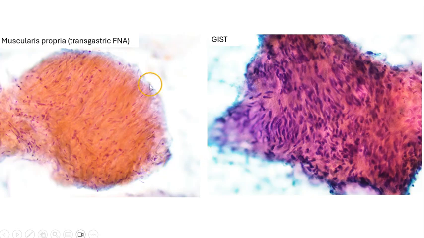Another side-by-side comparison. On the left, we can see Muscularis propria, where the nuclei are quite well spaced. And on the right, we see a GIST, where the nuclei are much closer to each other. We can sometimes also see nuclear palisading in the GIST.